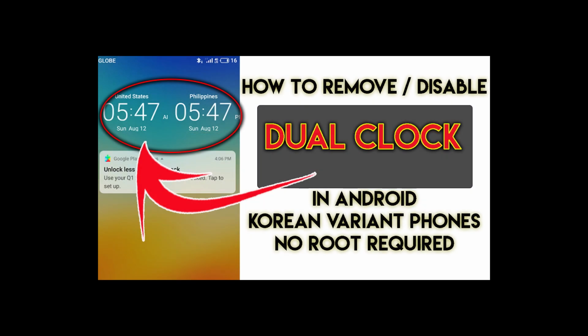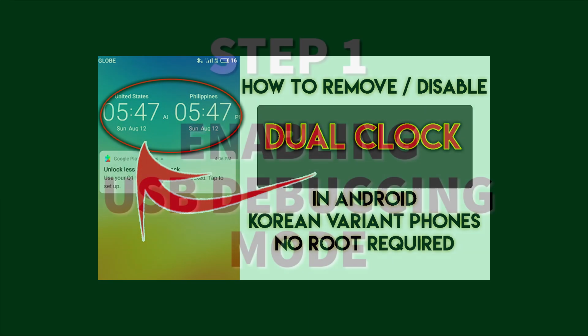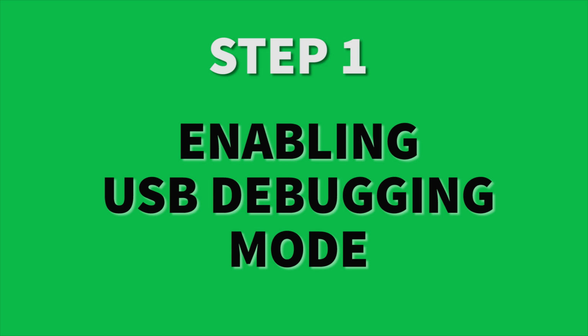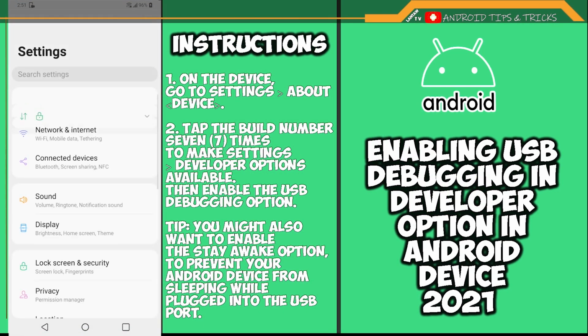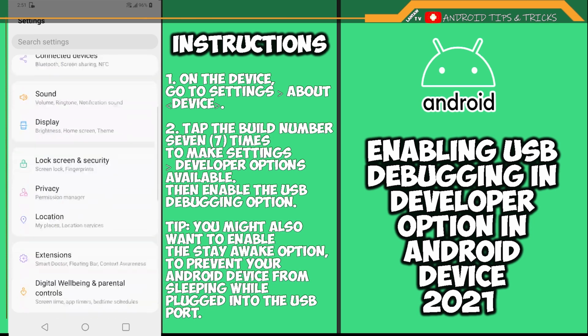How to remove dual clock in Android Korean variant phones. Step 1, enabling USB debugging mode. Enable the USB debugging option under the settings developer options.